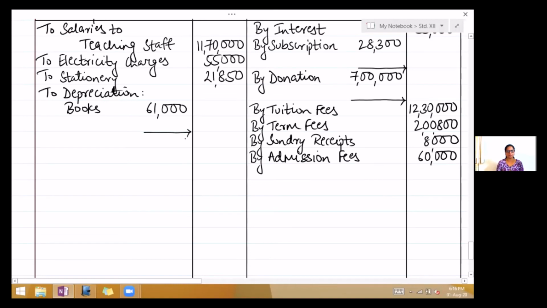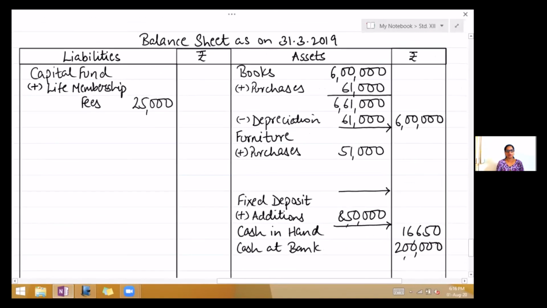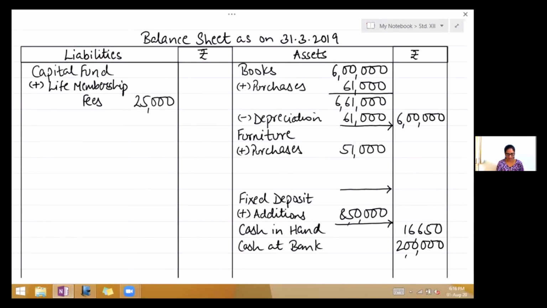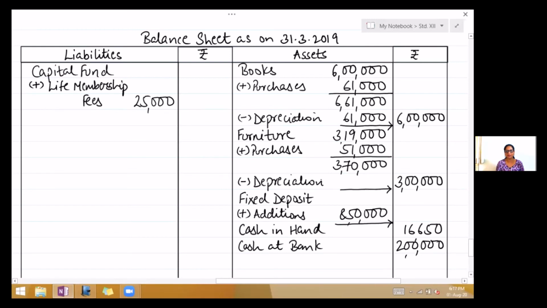It is furniture. Asset side, we have already written there furniture. So the opening balance is 3,19,000. So add purchases to it and write on the next line. So that comes to 3,70,000, but they have given us closing balance as 3 lakhs. So in the outer column, it will be 3 lakhs. So now see the difference. 3,70,000 you had your furniture, end of the year becomes 3 lakhs. So there is depreciation. So write less depreciation. It will be 70,000.